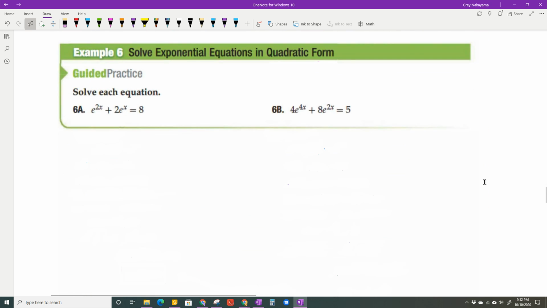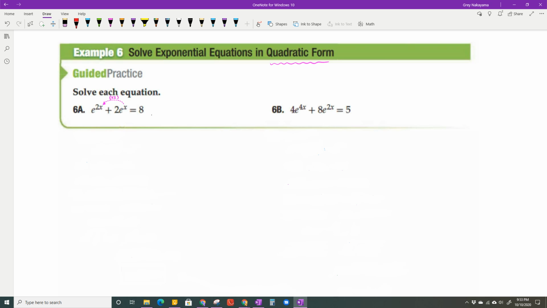Last problem. Solve exponential equations in quadratic form. Okay, so we've had something like this before. It was when we had things to the fourth power, and we did something called U substitution. But more importantly, how do you know when to use it in quadratic form? Well, when you're looking at this exponential equation, e to the 2x plus 2e to the x equals 8, whenever this exponent times 2 equals that exponent, you have a quadratic like.